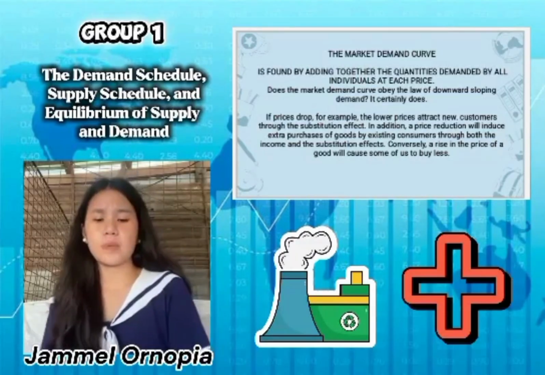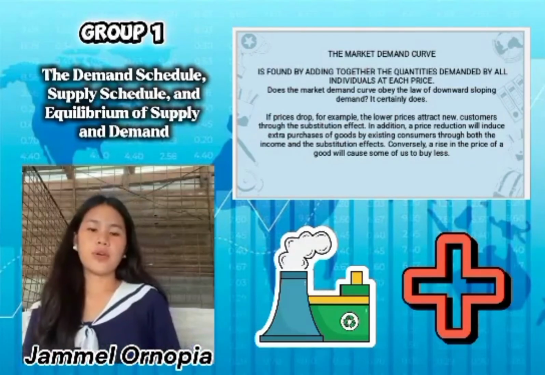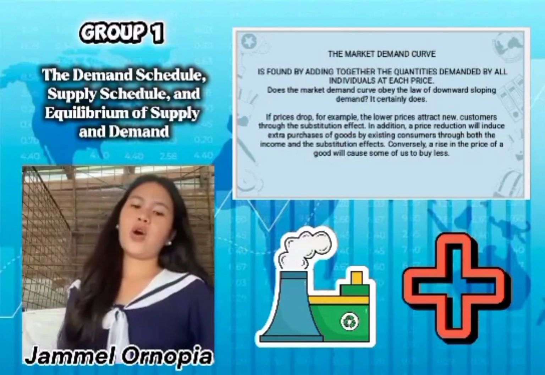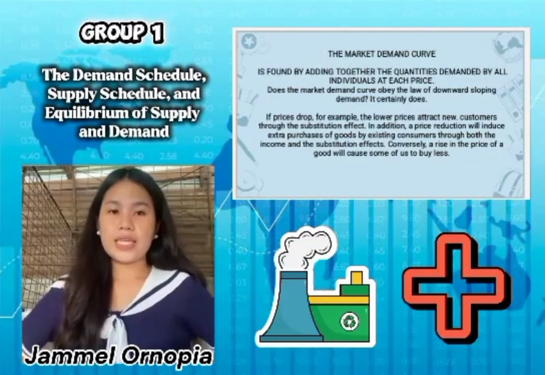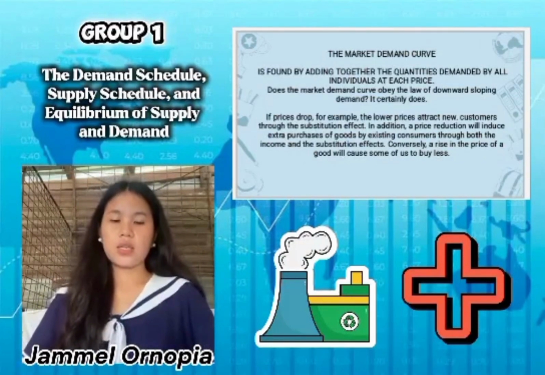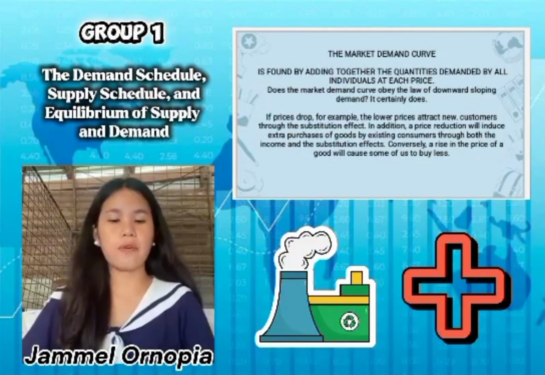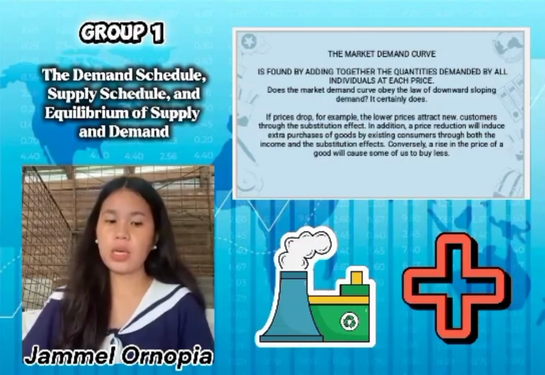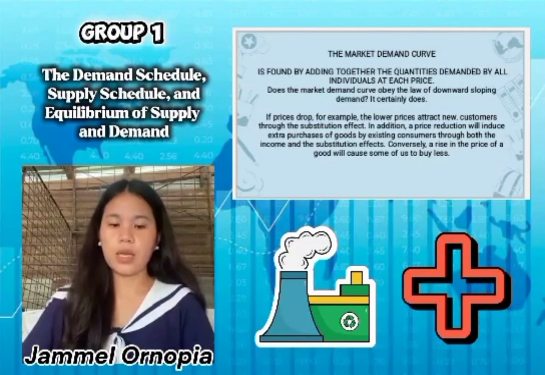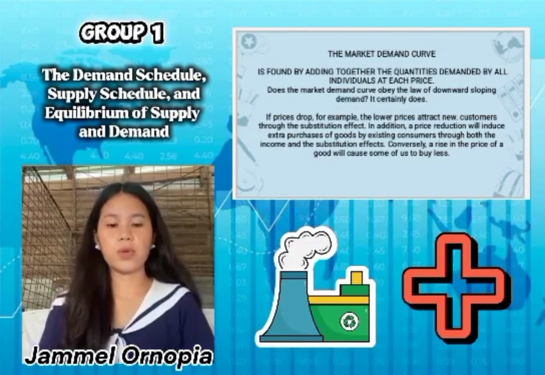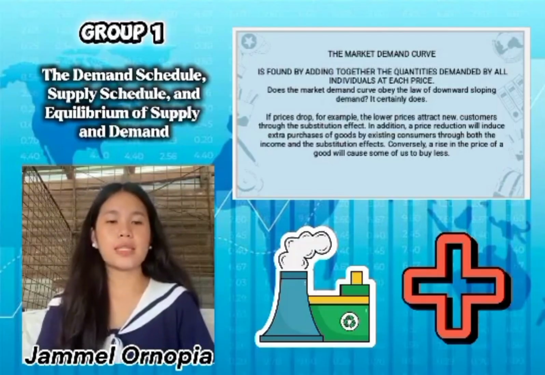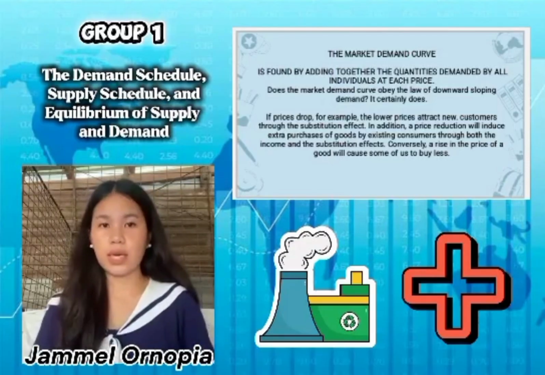First is the substitution effect. So there are two reasons for downward slopes. First is the substitution effect. When the price of a product falls, consumers may switch from a more expensive substitute to this cheaper option. So for example, kung maubos ang presyo sa manok, mas daghan ang mupalit og manok kaysa sa baboy.